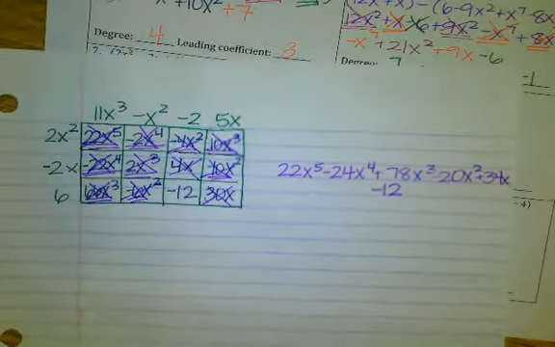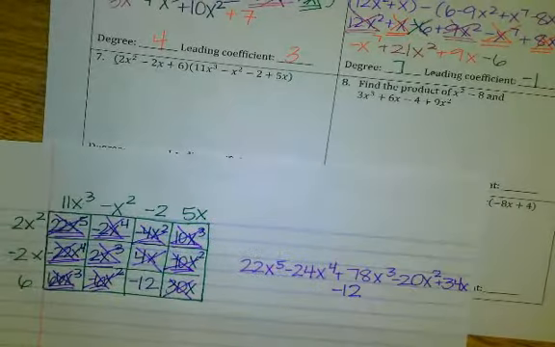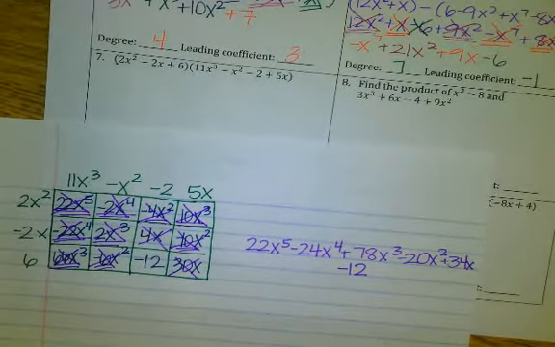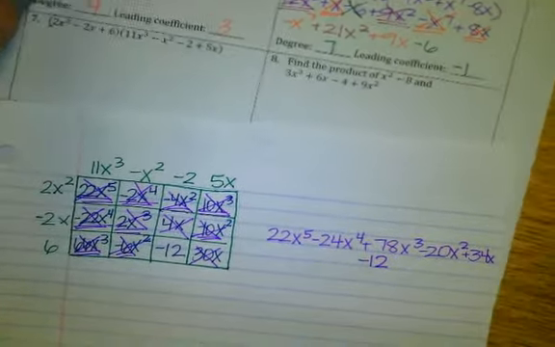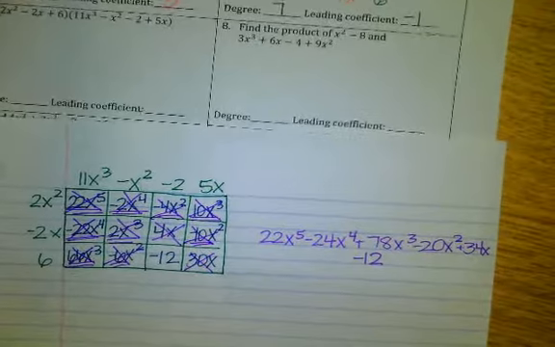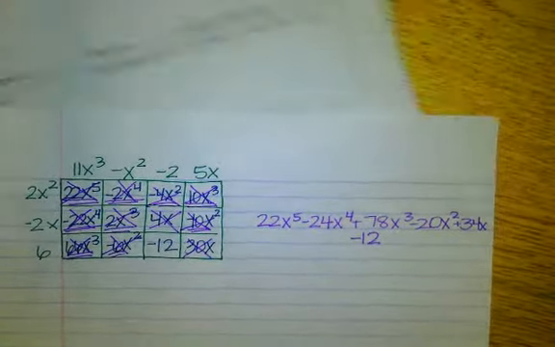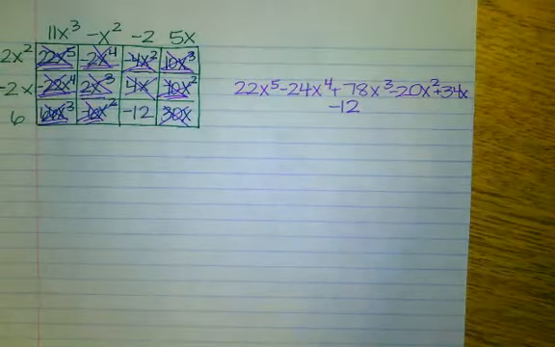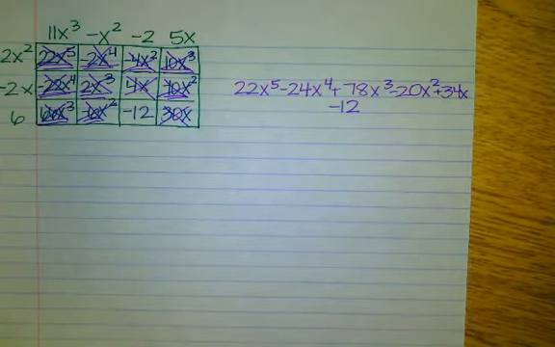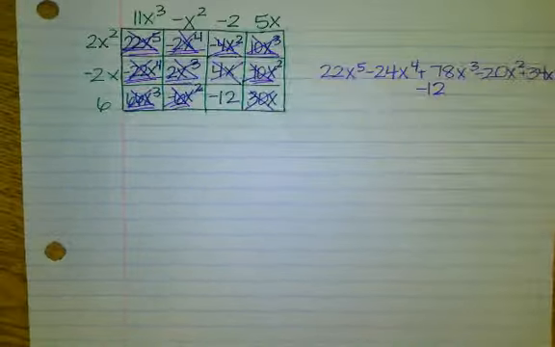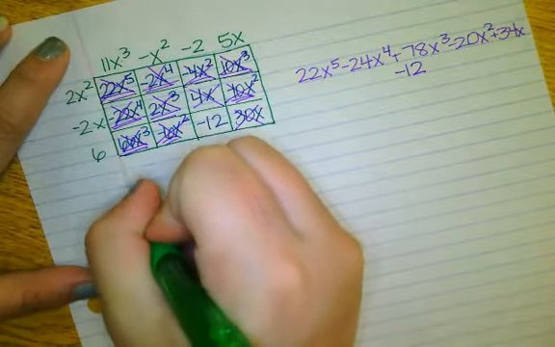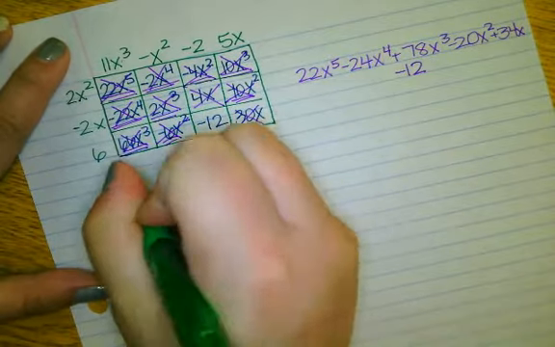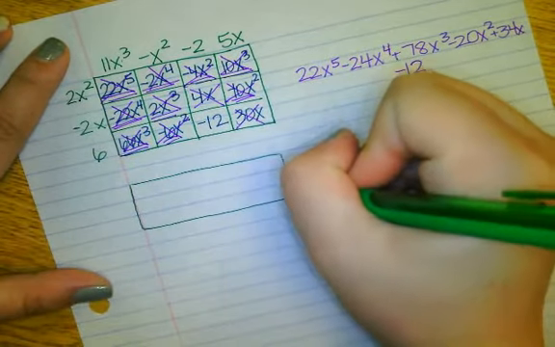Questions on number 7? Okay, you guys do number 8 then. It's finding the product of x squared minus 8 and 3x cubed plus 6x minus 4 plus 9x squared. So obviously you need to know that product means to multiply. This time your box is going to be a 2 by 4. So go ahead and do number 8. Except you have 2 by 4.